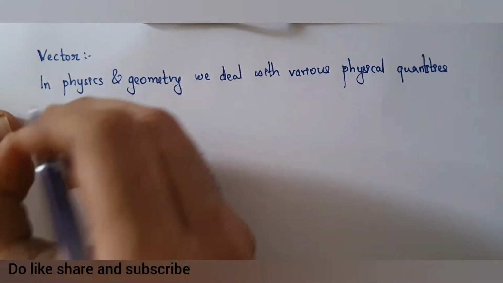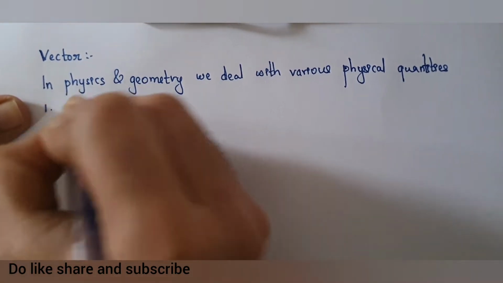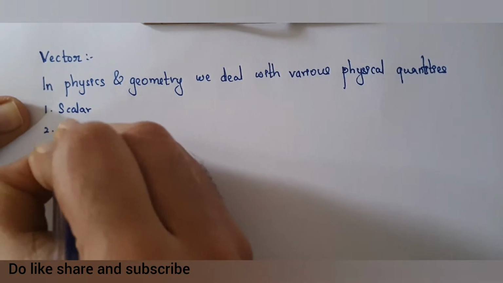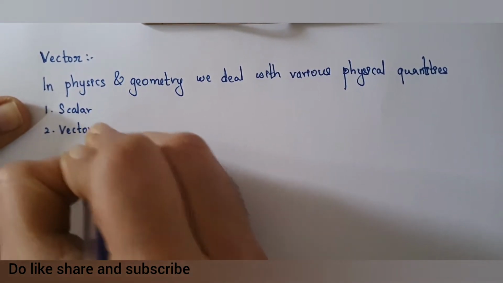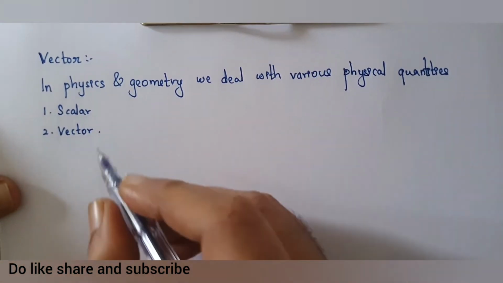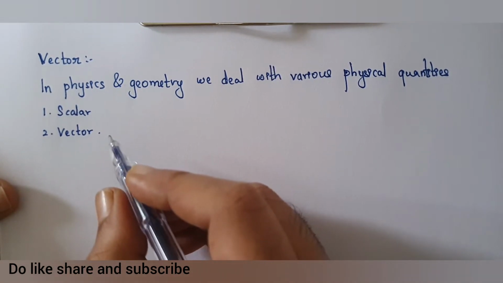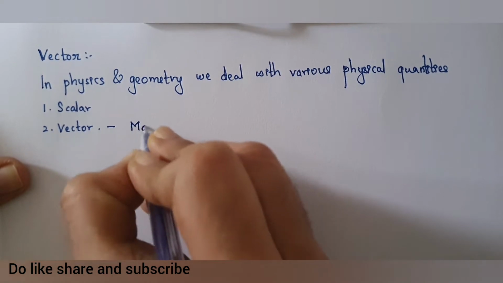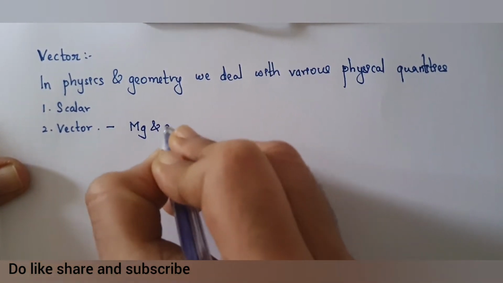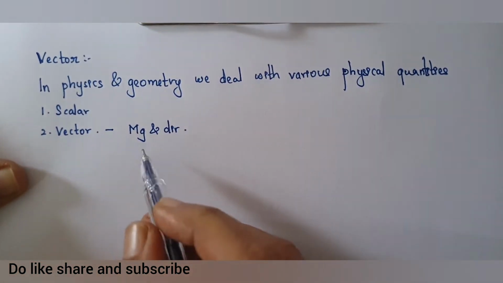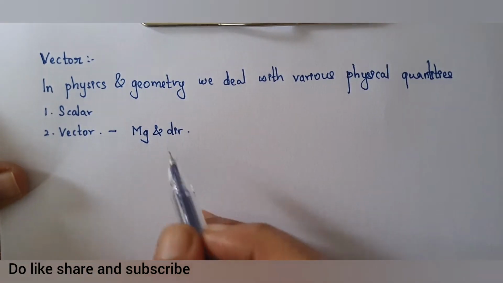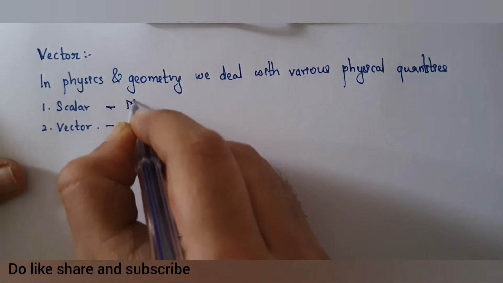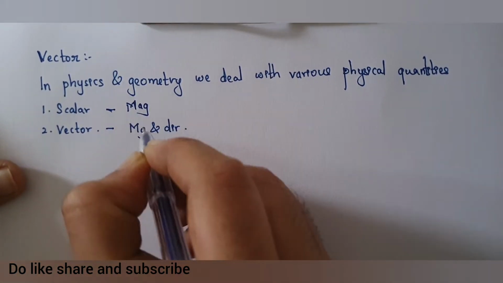They are usually subcategorized in two formats, that is first one scalar and second one is vector. Vector is the physical quantity which possesses both magnitude and direction. I've written in shortcut, that is magnitude and direction, but the scalar deals only with the magnitude.